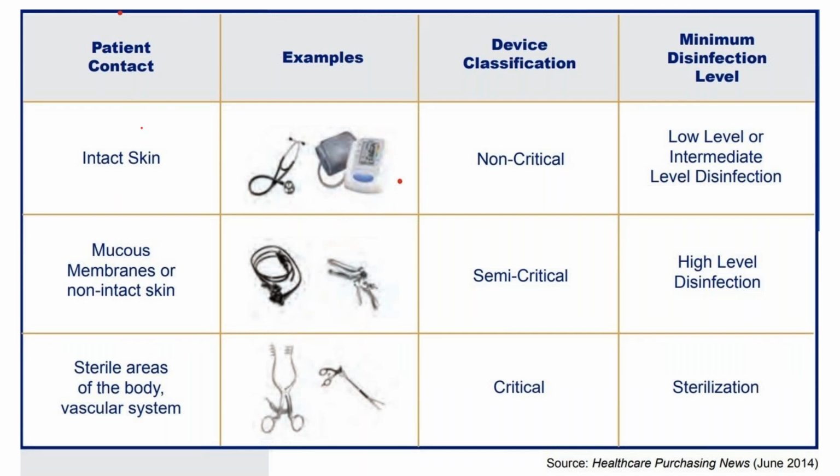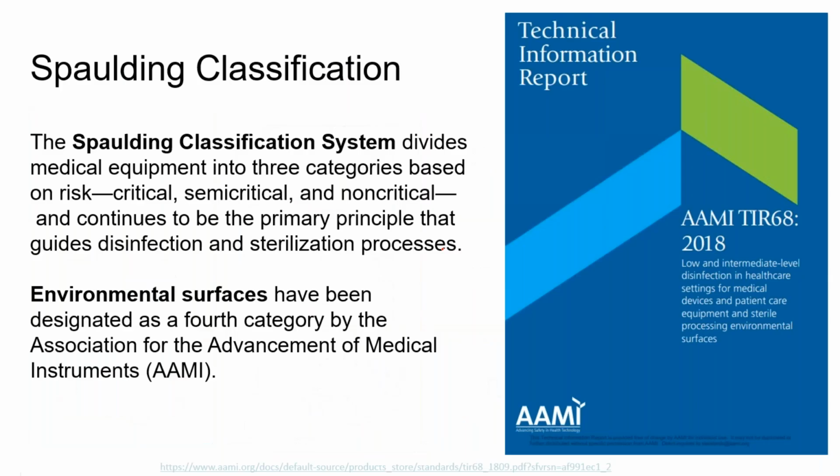So here's our Spaulding criteria. We have our non-critical, our semi-critical, and critical categories based on your patient contacts. So for intact skin, it's going to be non-critical. For mucous membranes or non-intact skin, it's going to be semi-critical. And then sterile areas of the body or vascular system will be critical with your levels of disinfection. So with Spaulding classification, you get those 3 categories.